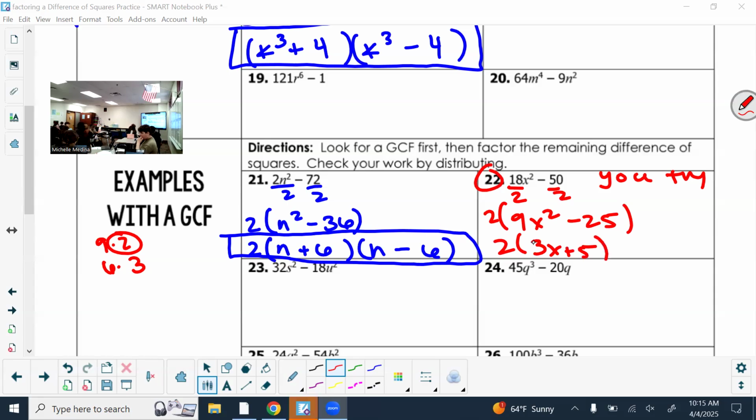All right, it is a difference of squares. So you find the square root of each term, set it up something like this, where one of them has a plus and the other one has a minus, but they're the same parentheses otherwise. All right, square root of 9x squared is 3x. Square root of 25 is 5. So then this would be the final answer.